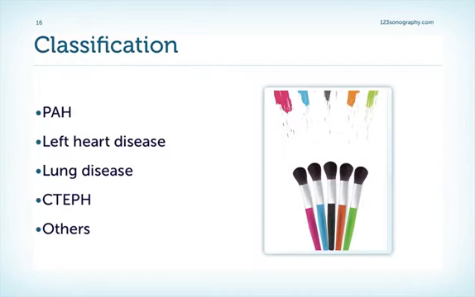Once again, let's summarize the 5 main categories: pulmonary arterial hypertension, left heart disease, lung disease, chronic thromboembolic disease, and others.